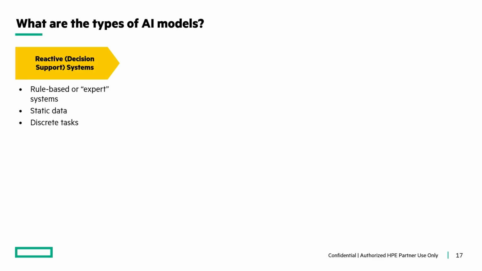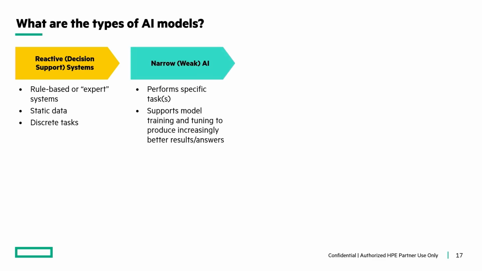But let's start with a foundation of different kinds of AI models so we know what we're talking about. The most basic kind are reactive or decision support systems. This is the most primitive stuff you've been using for a long time. We'll hit some examples in a second. The second type is narrow or weak AI. AI that does very specific tasks that gradually produces better and better results.